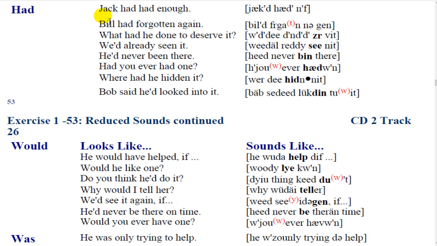Jack had had enough. Bill had forgotten again. What had he done to deserve it? We'd already seen it. He'd never been there. Had you ever had one? Where'd he hidden it? Bob said he'd looked into it.